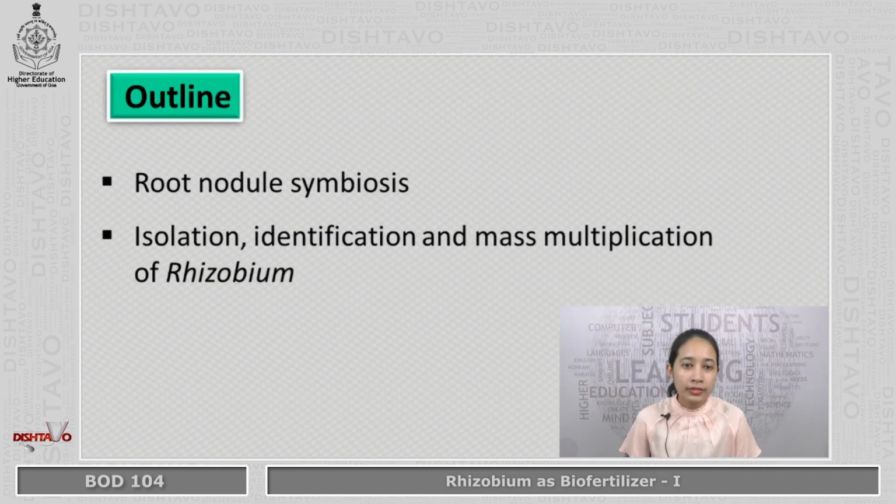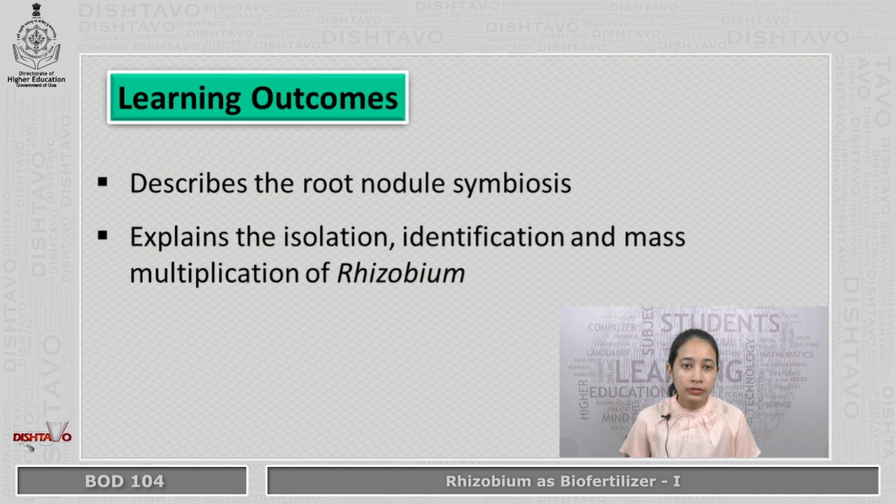The module outline is root nodule symbiosis, isolation, identification and mass multiplication of rhizobium. The learning outcomes of the module are: describes the root nodule symbiosis, explains the isolation, identification and mass multiplication of rhizobium.